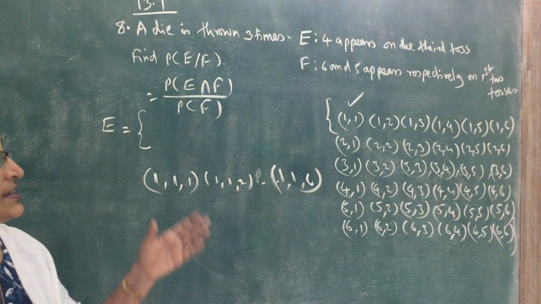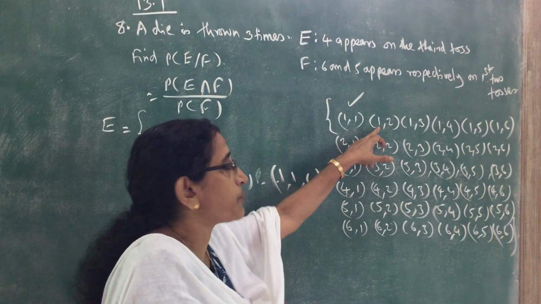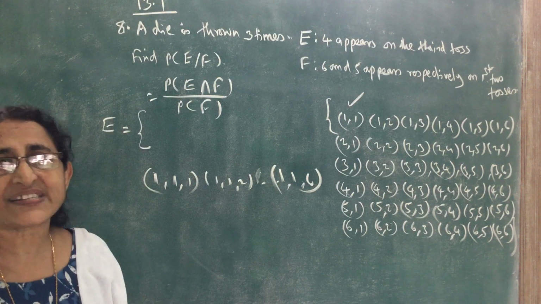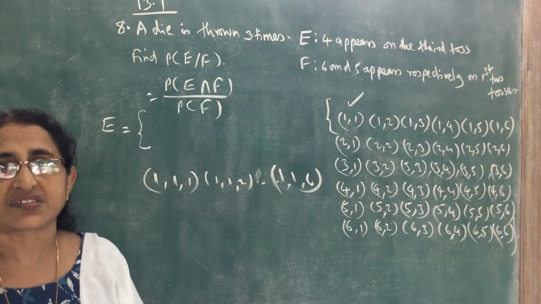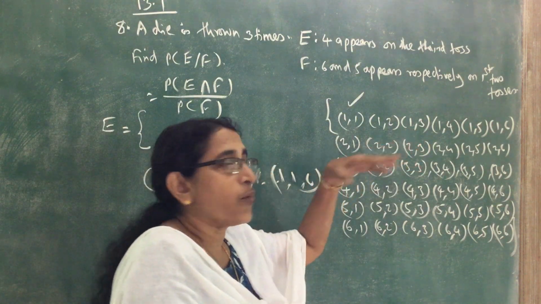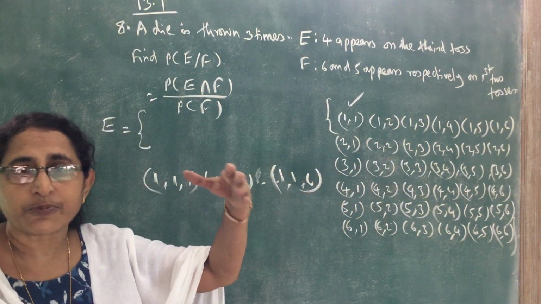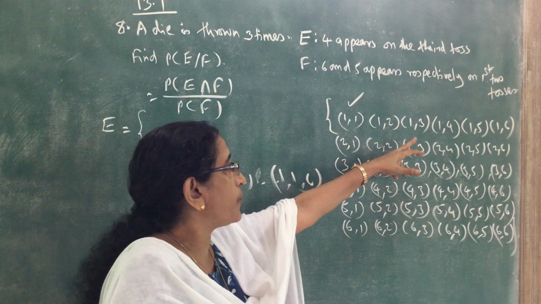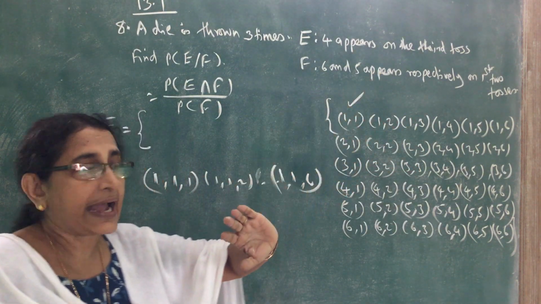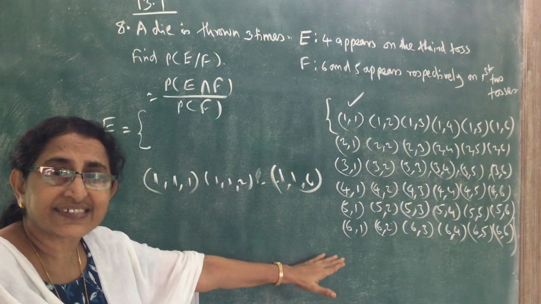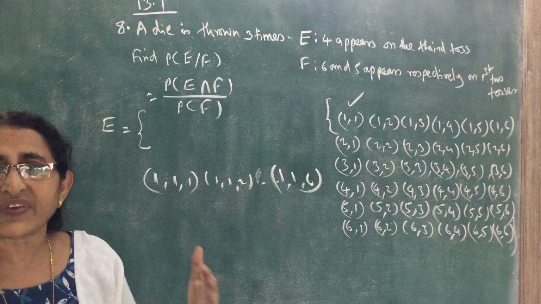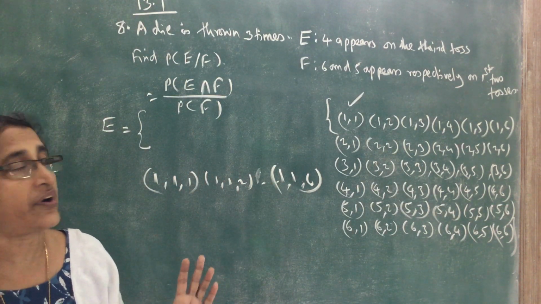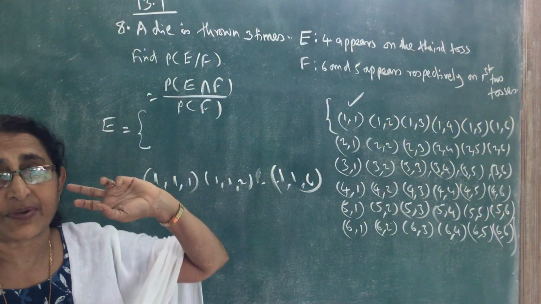6 are there. Similarly, corresponding to 1, 2, again there will be 6: 1, 2, 1, 1, 2, 2, 1, 2, 3, up to 1, 2, 6. Similarly for 1, 3: 1, 3, 1, 1, 3, 2, up to 1, 3, 6. Similarly 1, 4, up to 1, 4, 6. Like that, for each of these 36 elements there will be 6 elements more. So 36 into 6, like that we get the 216 sample points in this sample space.